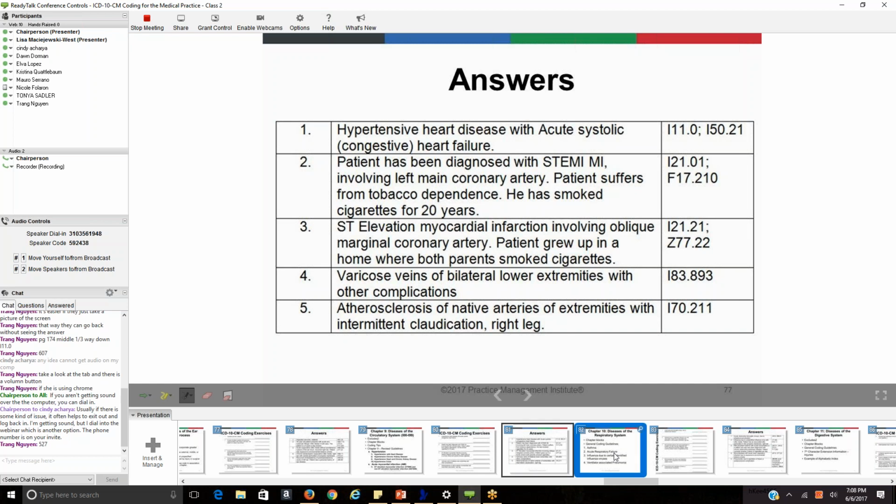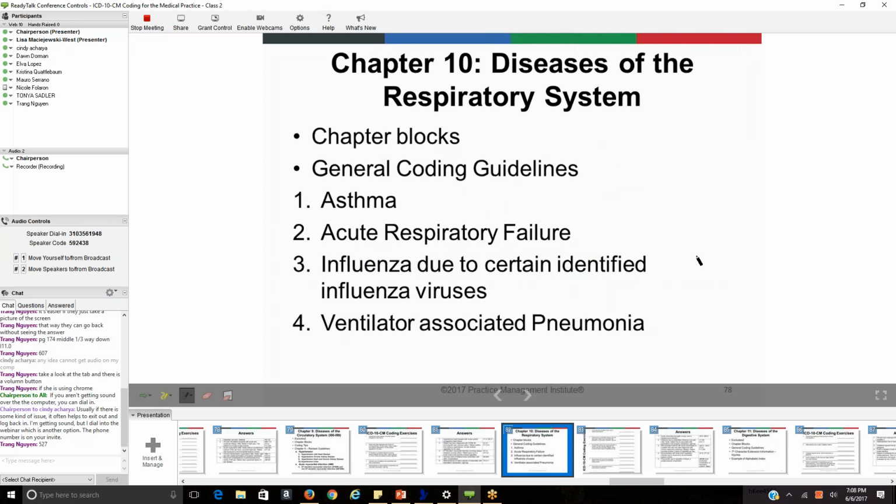All right, let's go ahead and move on. Diseases of the respiratory system. Now these are going to be your pulmonary diseases: acute upper respiratory infections, influenza and pneumonia, other acute lower respiratory infections, other diseases of the upper respiratory tract, chronic lower respiratory diseases, lung diseases due to external agents like smoke inhalation or tobacco smoke, other respiratory diseases principally affecting the interstitium, suppurative and necrotic conditions of the lower respiratory tract, other diseases of the pleura, and so on.